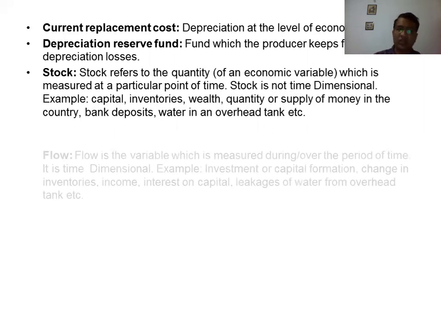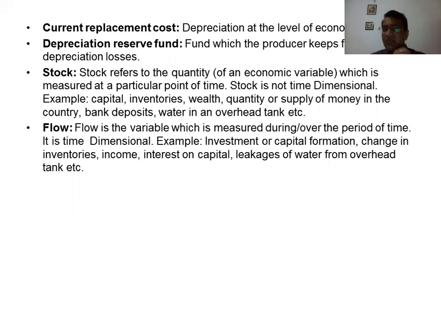Now stock and flow. Stock is the variable which is measured at a particular point of time. That means stock is not time dimensional. It is measured at a point of time, not a period of time. In contrast, flow is the variable which is measured over a particular period of time. It is time dimensional, meaning it is measured per hour, per week, per month, etc. So stock is the variable which is measured at a particular point of time.